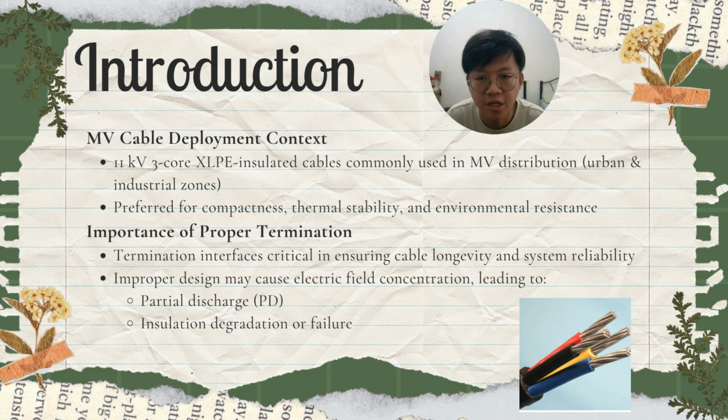As we all know, 11 kilovolt 3-core XLPE insulated cables are commonly used in medium voltage distribution, in urban and also industrial zones. It is preferred due to its compactness, thermal stability, and also environmental resistance. Proper termination interfaces are critical in ensuring cable longevity and system reliability. However, improper design may cause electric field concentrations, leading to partial discharge and insulation degradation or failure.